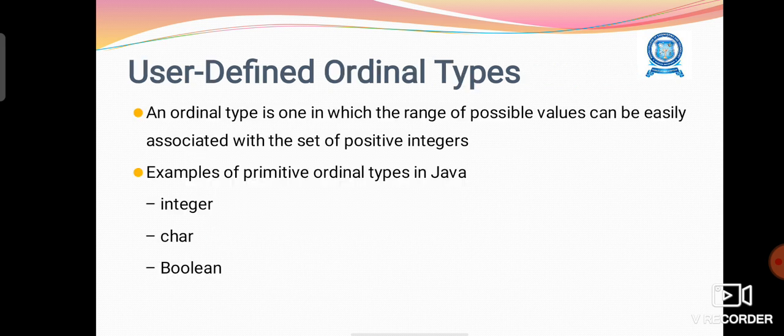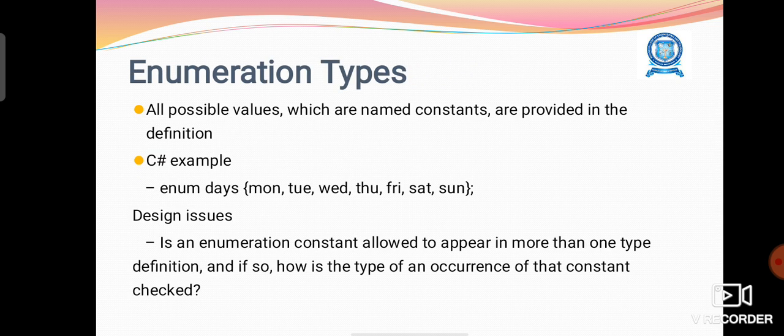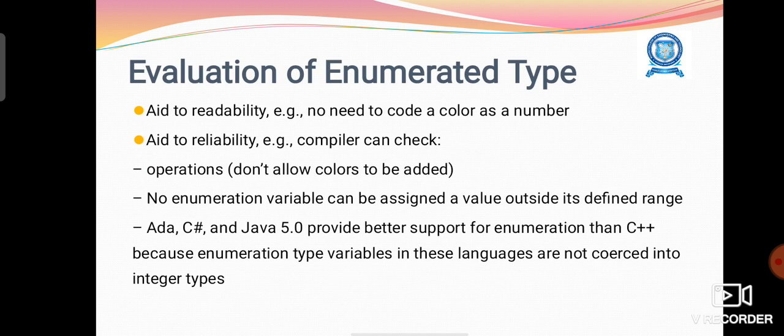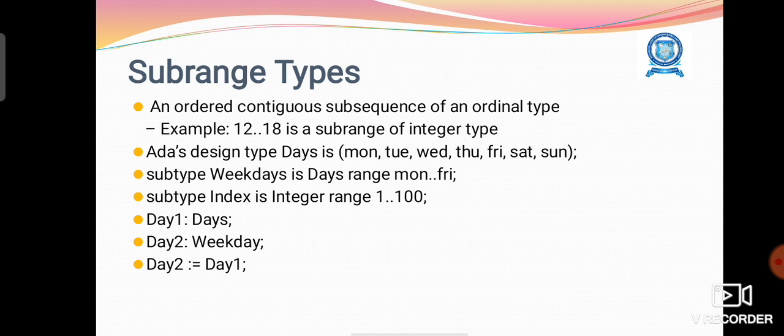User-defined ordinal types. They are the types in which the range of possible values can be easily associated with the set of positive integers. Enumeration types. Enumerations are named constants. They support all possible values. Subrange types. An ordered contiguous subsequence of an ordinal type.